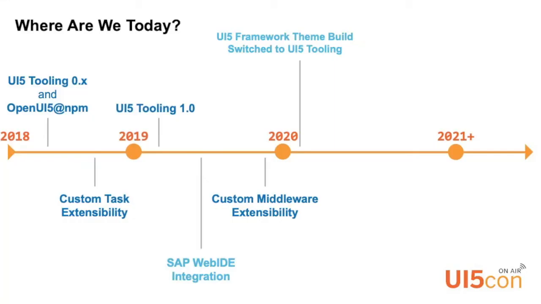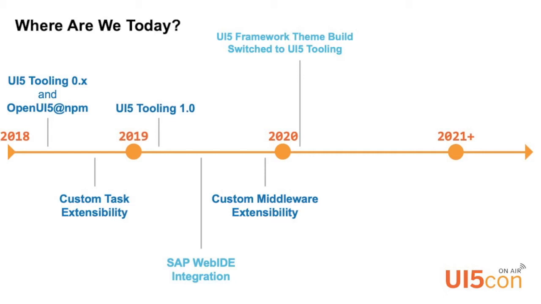Early in 2019, we published version 1.0 of the UI5 tooling. There were not a lot of breaking changes. It was mostly just a signal that the UI5 tooling is now production ready. Like we tested it for a longer time. We added a lot of additional test cases in our code. So yeah, it was ready for productive use.